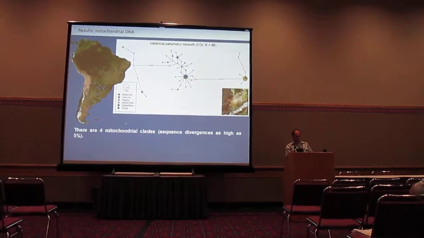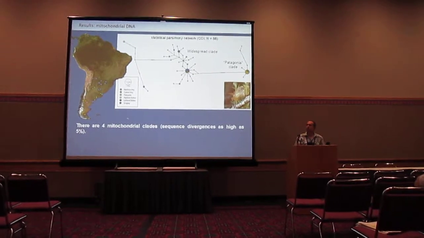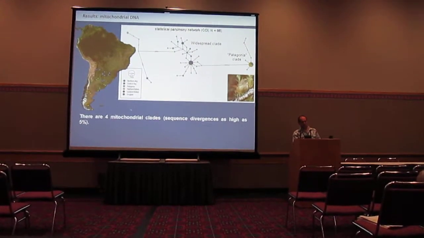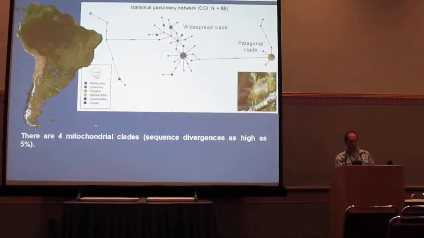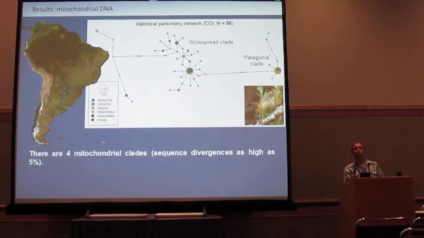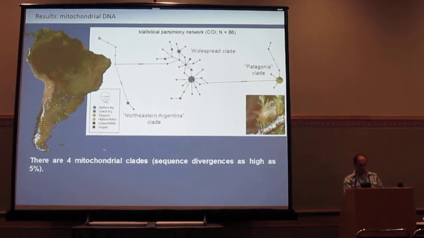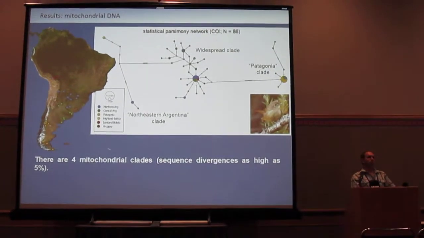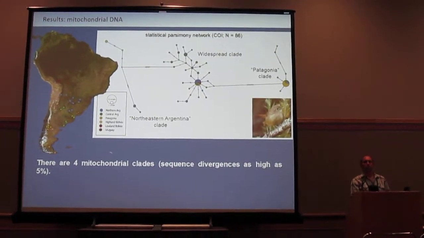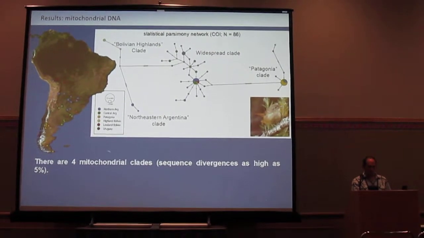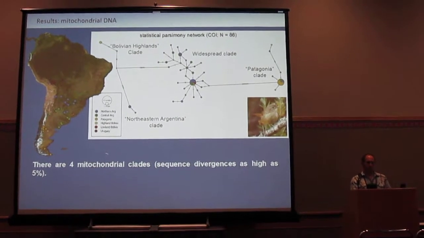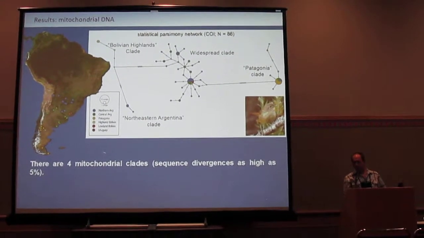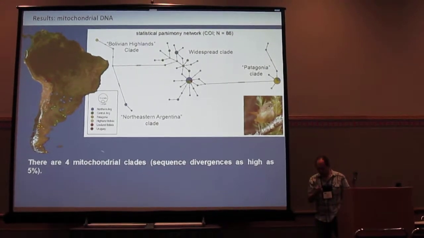Then we have what we call the widespread clade. This is found, with the exception of Patagonia, in all the rest of the distribution. So you can find it in central Argentina, northern Argentina, in Uruguay to the east, the brown dots, and in Bolivia to the west. And then we have 2 smaller lineages, the northeastern Argentina clade, which is represented by a few individuals in northeastern Argentina only. And then what we call the Bolivian highlands clade. And it's important to notice that this Bolivian highland clade is represented by 4 of the 5 individuals that we collected in Bolivia.